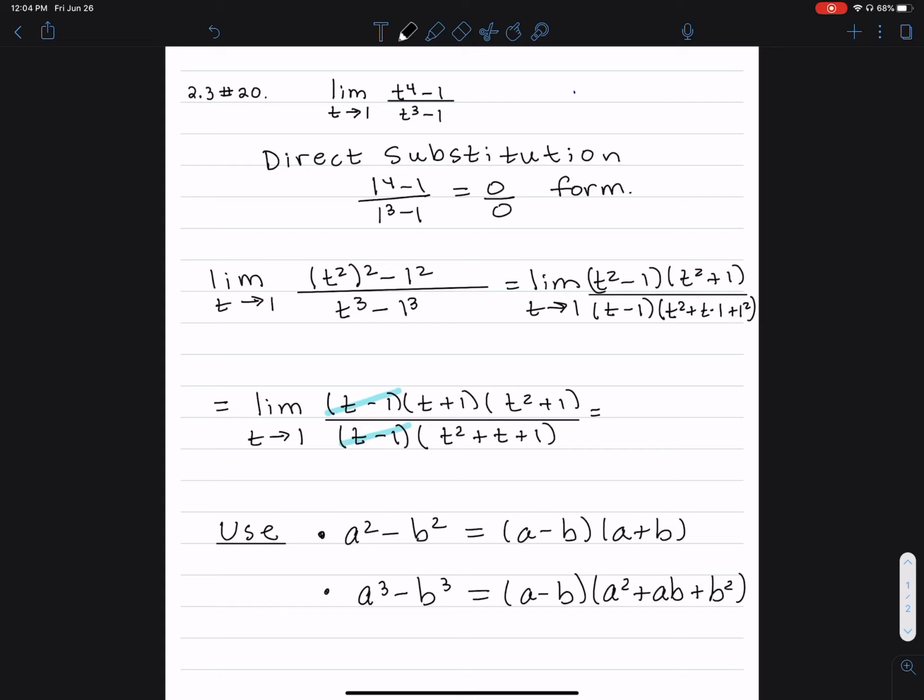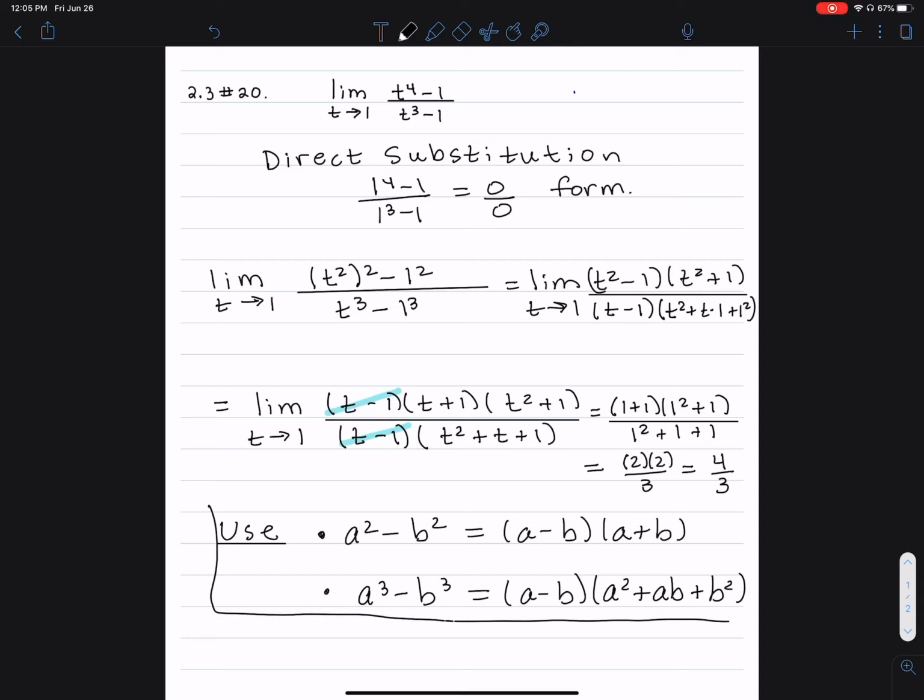So now we can go ahead and just plug in 1, and we get 1 plus 1 times 1 squared plus 1, and then in the denominator, 1 squared plus 1 plus 1, and that gives 2 times 2 is 4, divided by 3. So therefore the answer is 4/3. And I'm going to put a little box around this, have that separate.